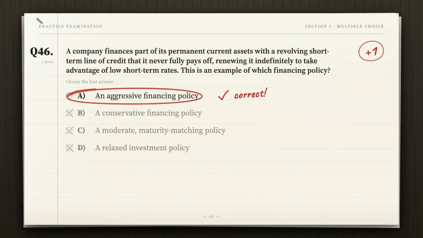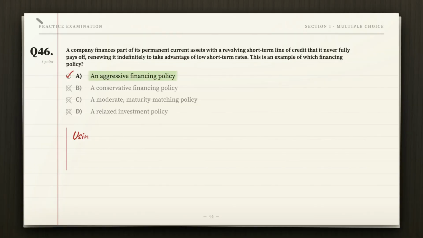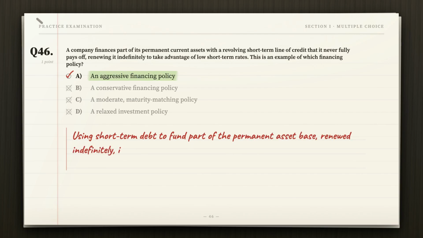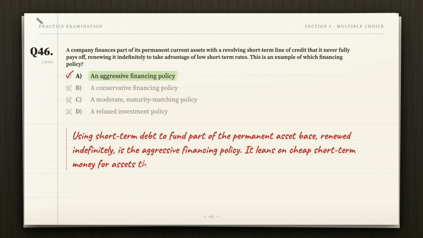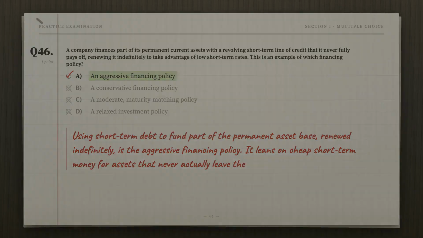The correct answer is A, an aggressive financing policy. A is correct because using short-term debt to fund part of the permanent asset base, renewed indefinitely, is the aggressive financing policy. It leans on cheap short-term money for assets that never actually leave the balance sheet.